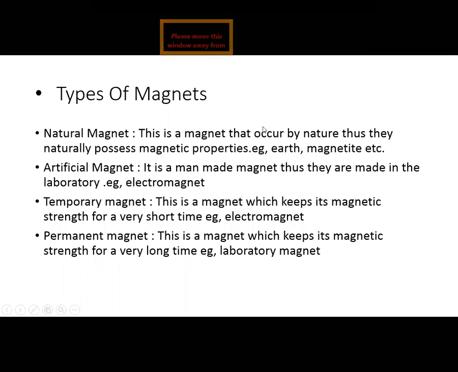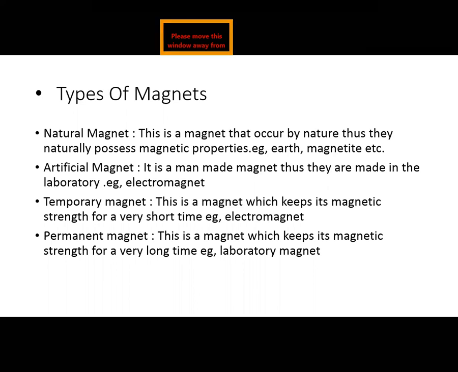And we have different types of magnets. We have the natural, the artificial, the temporal, and the permanent magnet. As the name implies, natural means it occurs in nature. It's not man-made. An example of that is the earth and the magnetite.